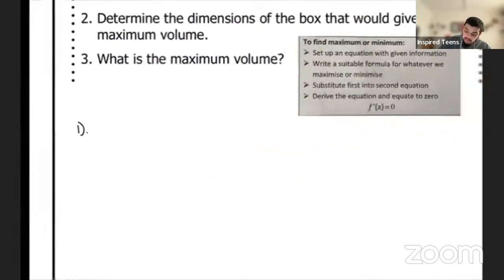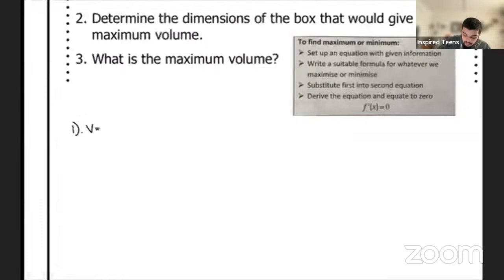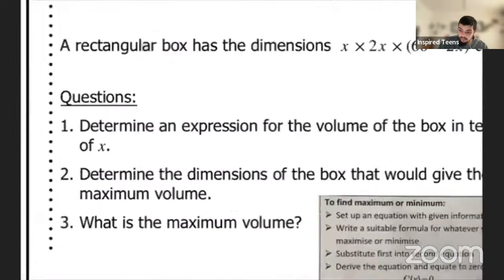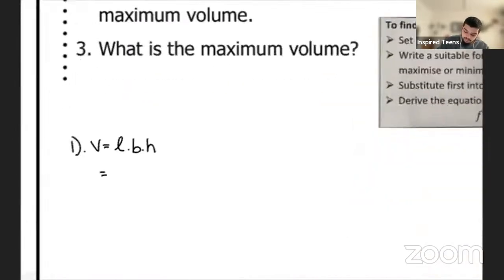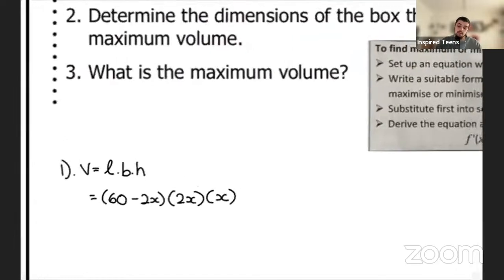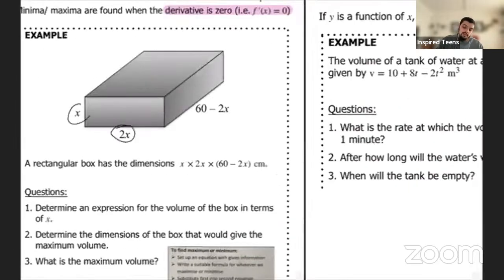So remember the formula for volume is length times breadth times height. This is just a simple rectangular prism. So let's take the length of this prism, which is 60 minus 2x, multiplied by the breadth, which is 2x, and by the height, which is actually x. 60 minus 2x times 2x times x.